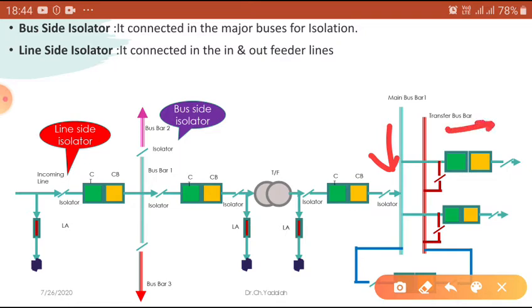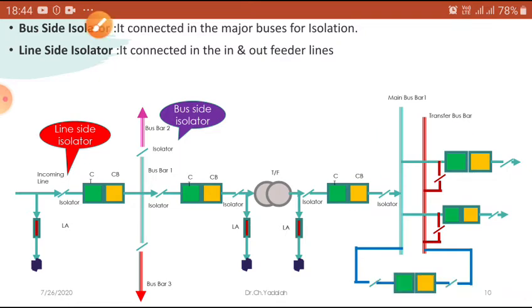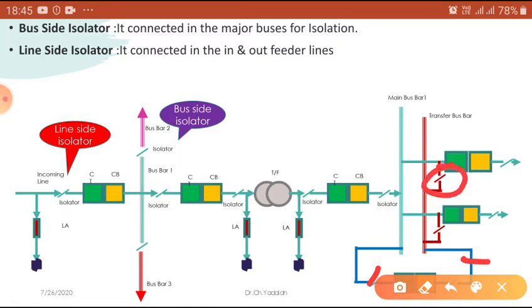Through how? Here we use one bus coupler circuit breaker, and on either side we connect isolators. So when it is open, whatever energy is given is connected to the transfer bus. Here I can use one isolator, and this isolator is known as the transfer bus side isolator.